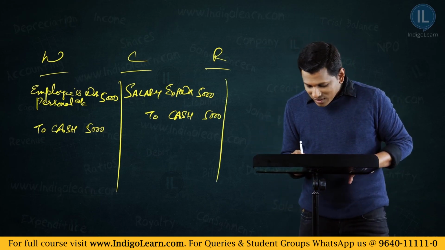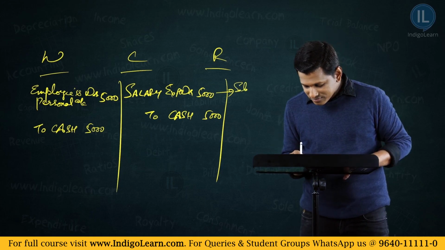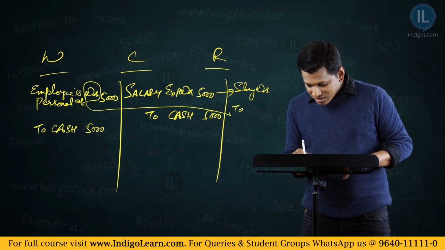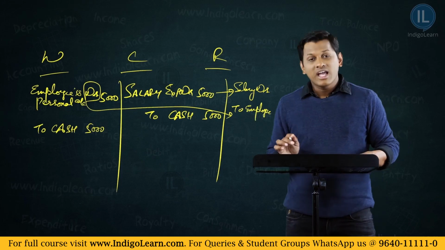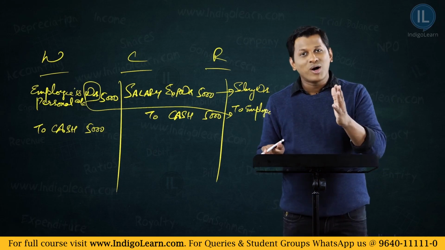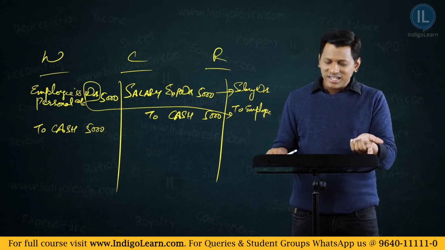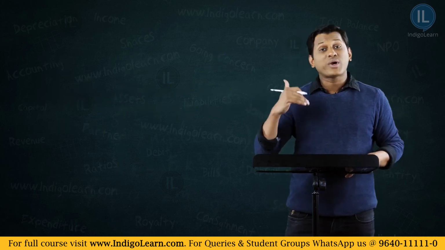Now, what is the rectification entry? Salary debited. To, this was wrongly debited, now it will be credited: Employee. So the employee amount of 5,000 you will credit. Earlier it was debited, now to reverse it you will credit it. Understood? Let's look at another scenario.